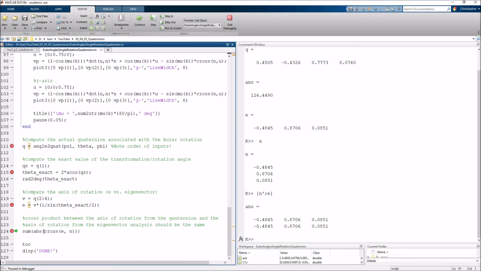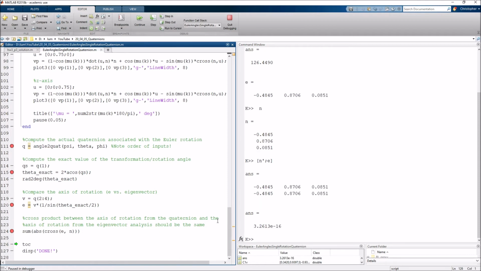And if you don't believe me, we can take the cross product of those two, take the absolute value, and sum up all of the elements. And look at that. That is basically 0. So we got the same information. The Quaternion embeds the same information.